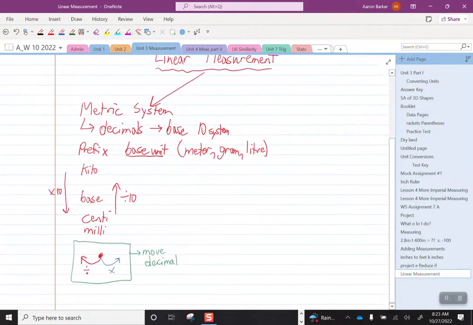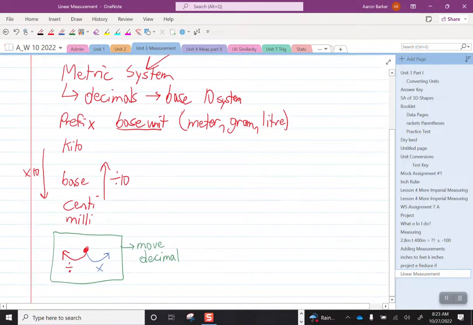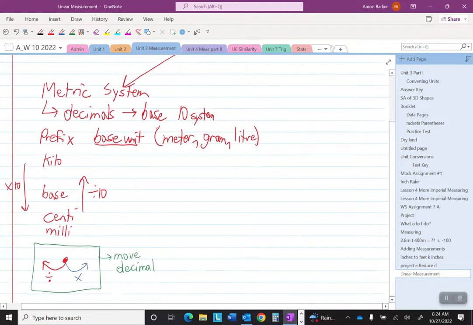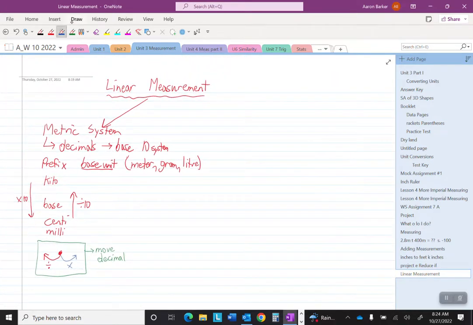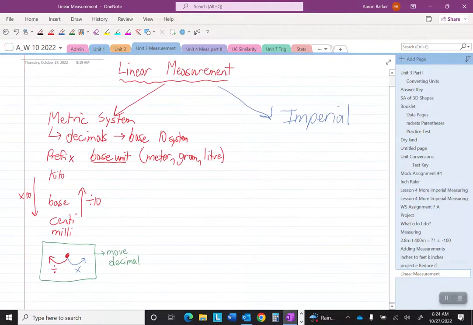All right. I'll give you a second to catch up. So then our other system, what do we call that one? Do you guys remember? Imperial. Yeah, exactly. And the reason why they call it imperial is because it started in the UK where they have kings and queens, right? Okay. So with the imperial system, it is fraction based.